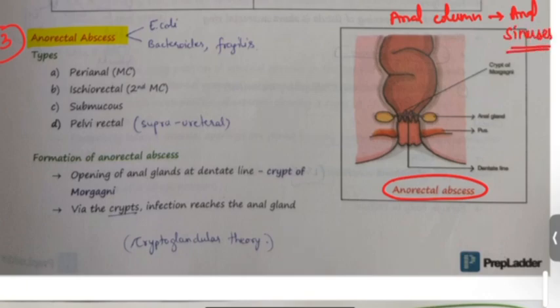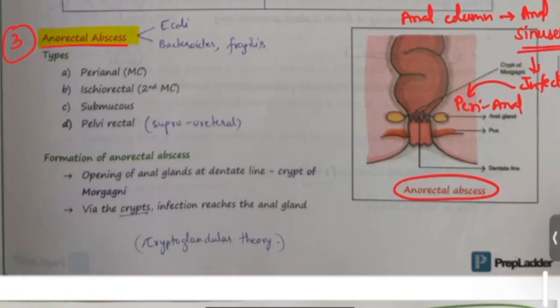Suppose there is infection in this anal column or anal sinuses. It can spread to the perineal region, the perianal region, and then lead to formation of an abscess, which is called an anorectal abscess. It is most commonly due to E. coli or Bacteroides fragilis. These are the two organisms mainly responsible for the infection.